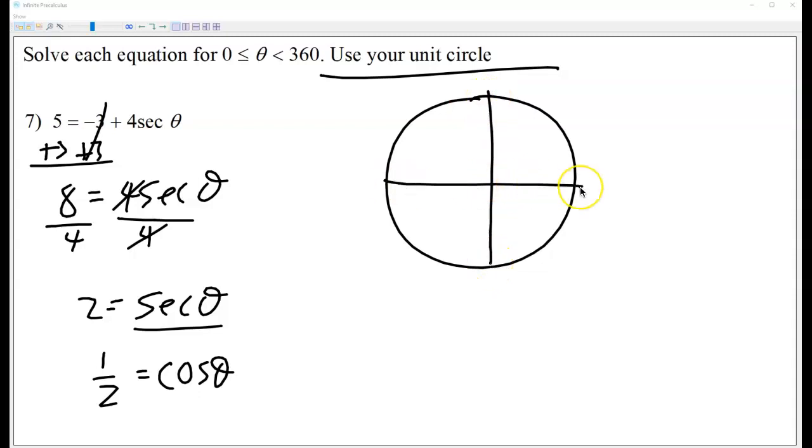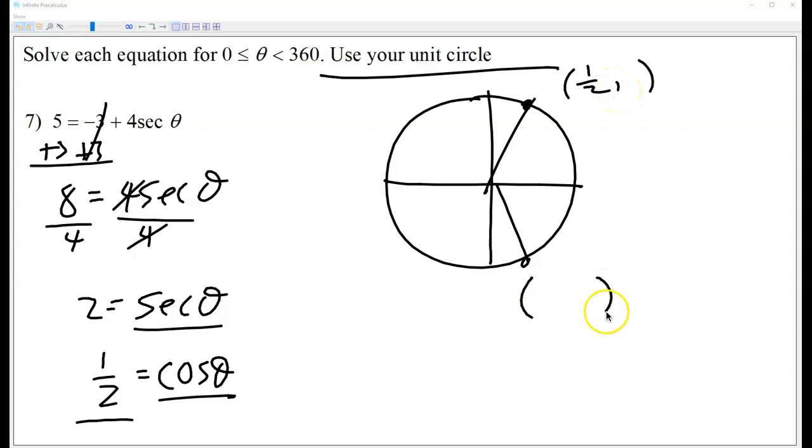Now you have to remember that cosine is the x value, and we're looking for where does the x value equal a half? Well, there's one place here, up here at the top, where x equals 1/2. And there's another place down here where x equals 1/2. And if you look at your unit circle, you'll see there's a half for the coordinate there in the x location and a half for the x coordinate here on that location.